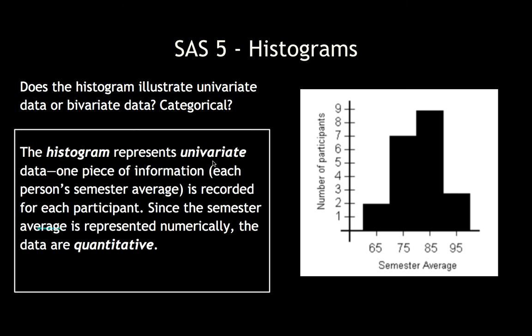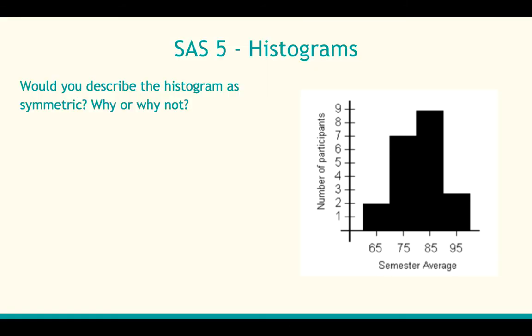One piece of information is given, each person's semester average, that is recorded for each participant. Since the semester average is represented numerically, the data are quantitative. It's not categorical. So would you describe the histogram as symmetric? Why or why not? So look at the mode. The mode is 9 right here, in between 80 and 90. We have 3 values to one side of it, and we have 9 values on the other side of it. We would say it's skewed to the right.